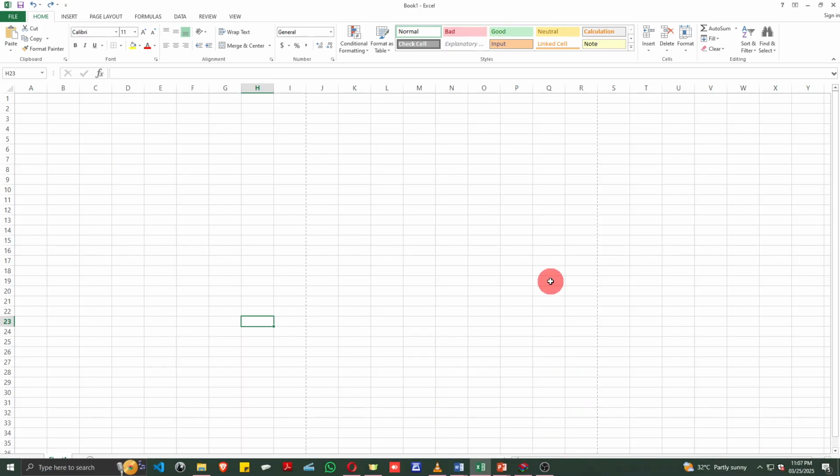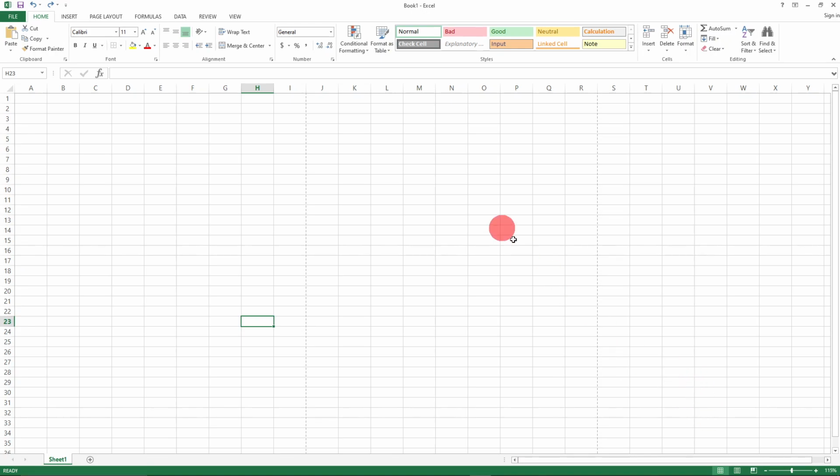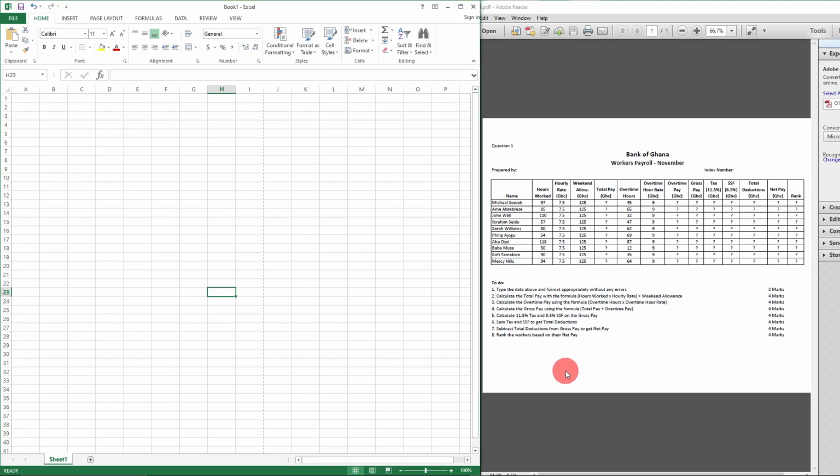Okay, so I have opened Excel, and I believe you've also opened it. We have to start by typing the heading. So I'm going to divide my screen into two so that the Excel will be on my left and the question will be on my right. But if you are having it on your phone, you can decide to open a full screen and then do it. Okay, so I've divided my screen.